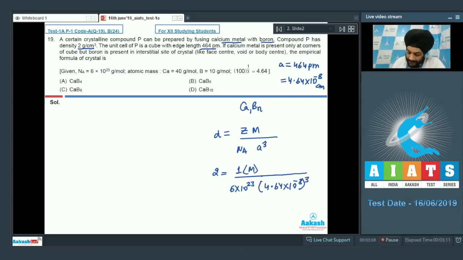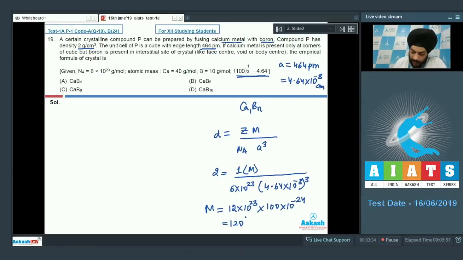On simplification, we get the value of M equal to 12 into 10 to the power 23 into 4.64 cube. So 4.64 cube, we can clearly see that it will come out to be equal to 100 from the data given in the question. So this is 100 into 10 to the power minus 24. Upon simplification, we can clearly see that the value of M is equal to 120.